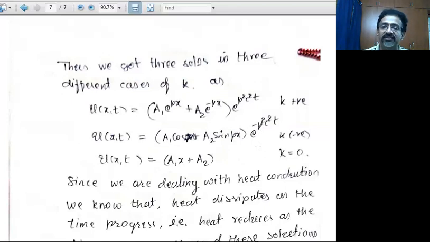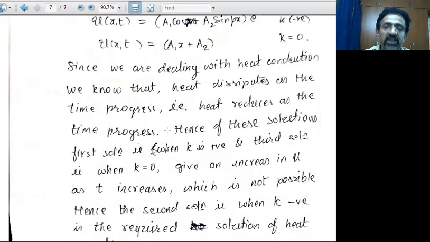Then I consider the second function, e power minus p squared c squared t. As time progresses, it will be a decreasing function. Finally, when t goes to infinity, it is e power minus infinity, which becomes 0. That's what happens in the case of heat. If I heat the heater rod and keep it aside, and go after a long time and touch it, the temperature will not be there. It is dissipated to the atmosphere. Therefore, the second solution, when k is negative, is an appropriate solution for the heat equation.